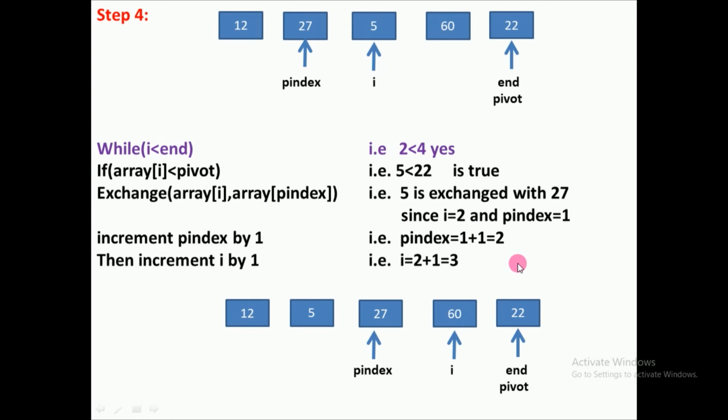Now p index is incremented by 1. So p index is equal to 1 plus 1, 2. Now p index points to the second position of the array. And then it increments I by 1 after the if statement. That is I is equal to 2 plus 1, that is equal to 3. Now I points to the third element, that is the fourth element, but we have started from 0. So I is at the third position.